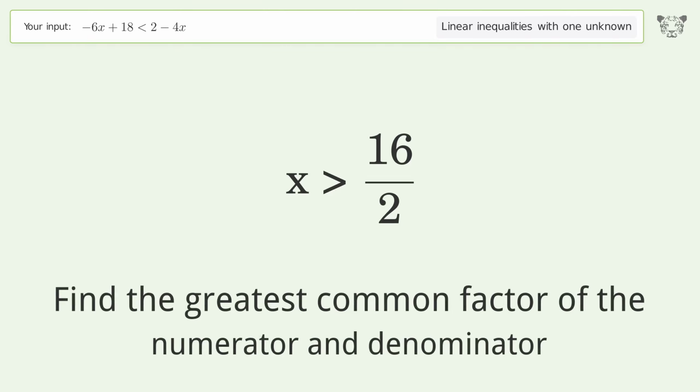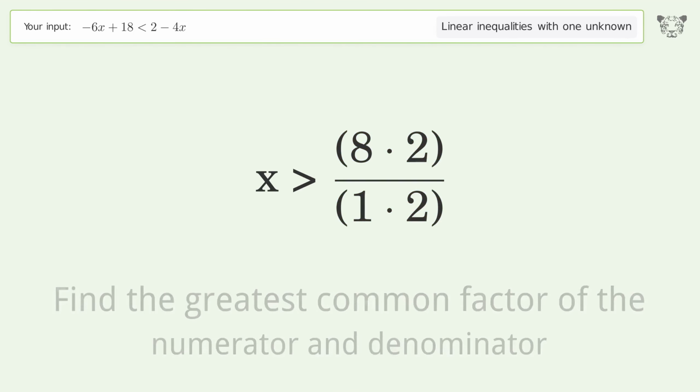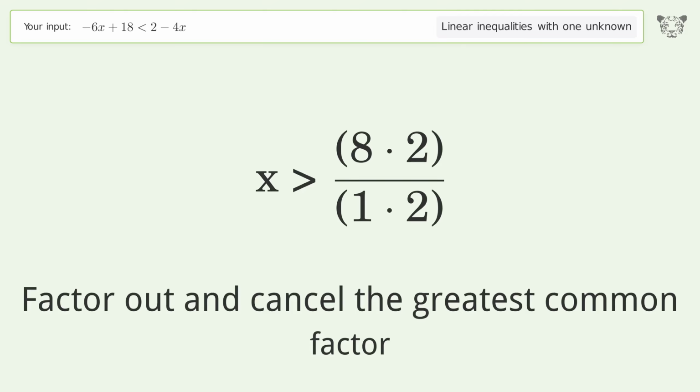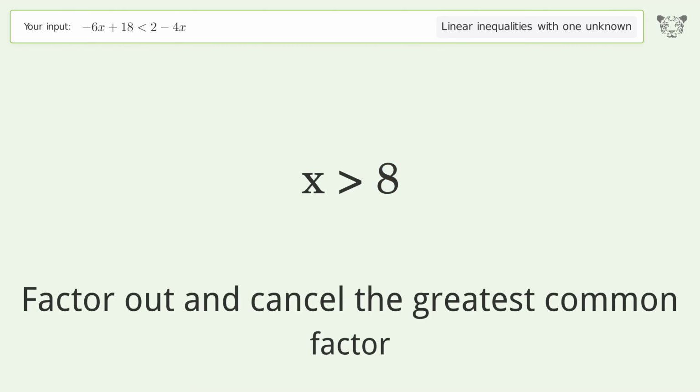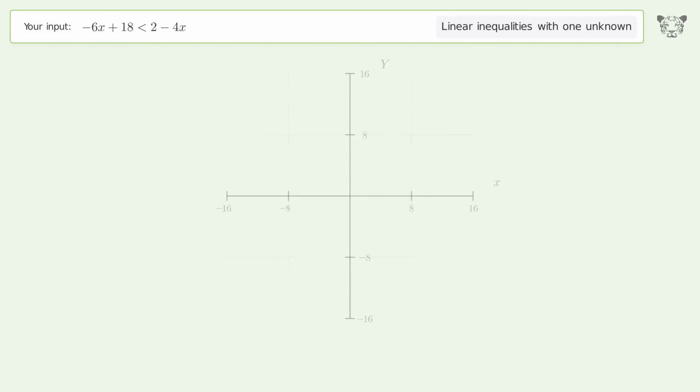Find the greatest common factor of the numerator and denominator. Factor out and cancel the greatest common factor. Plot the solution on a coordinate grid. And so the final result is x greater than 8.